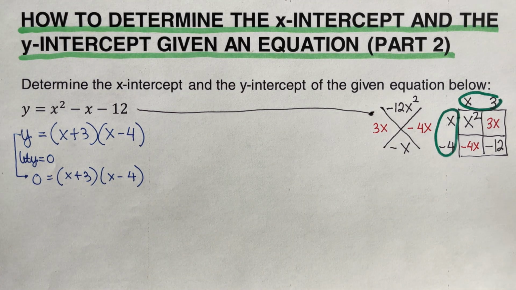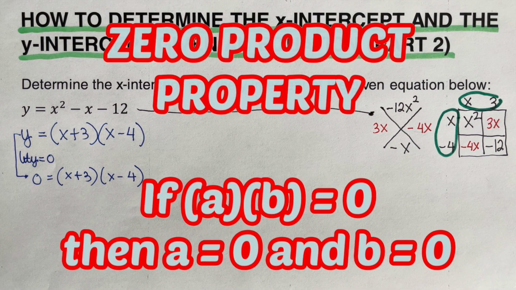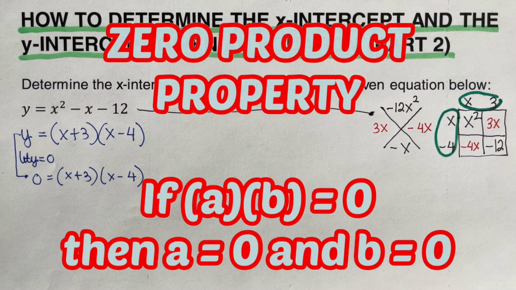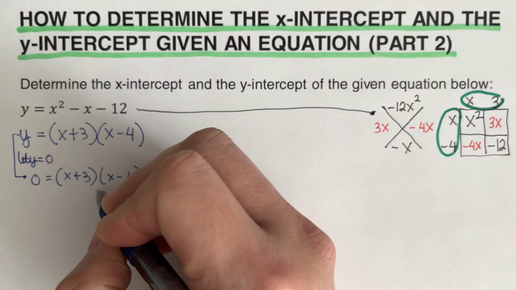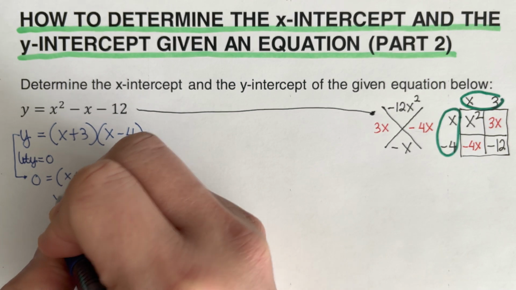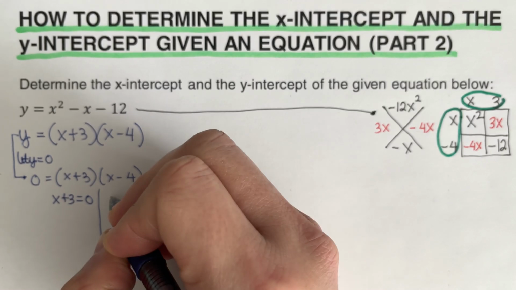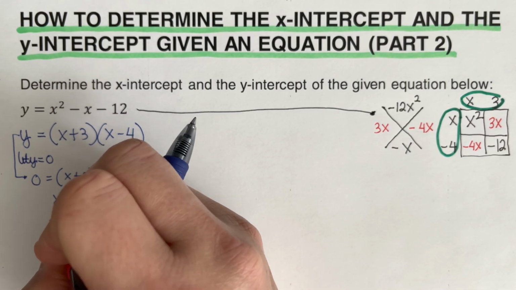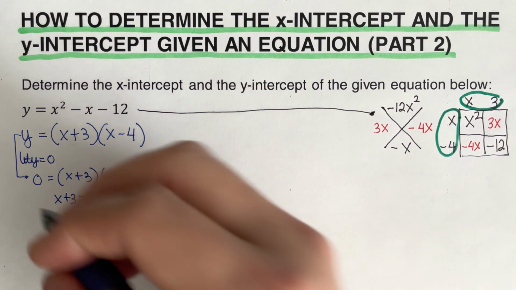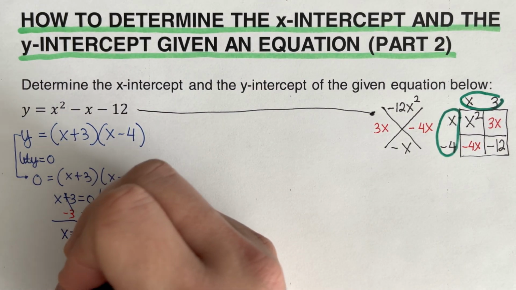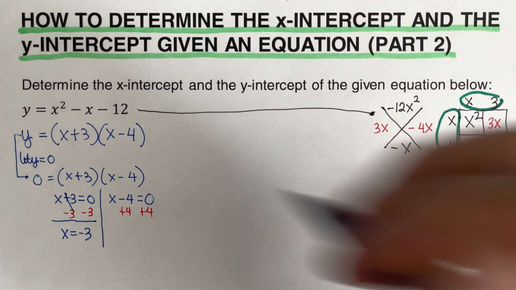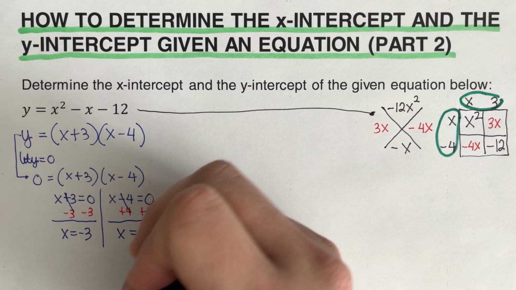So in this case, we're supposed to use the zero product property. The zero product property states that if a times b is equal to 0, then a is equal to 0 and b is equal to 0. So in this case, we can go ahead and say that x plus 3 is equal to 0, and we have x minus 4 is equal to 0, so that we can go ahead and solve for x. So subtract 3 from both sides, minus 3, so that we are left with x is equal to negative 3. On the other side, I'm going to add 4 to both sides, plus 4. So then we can cross the 4 out. So x is equal to 4.